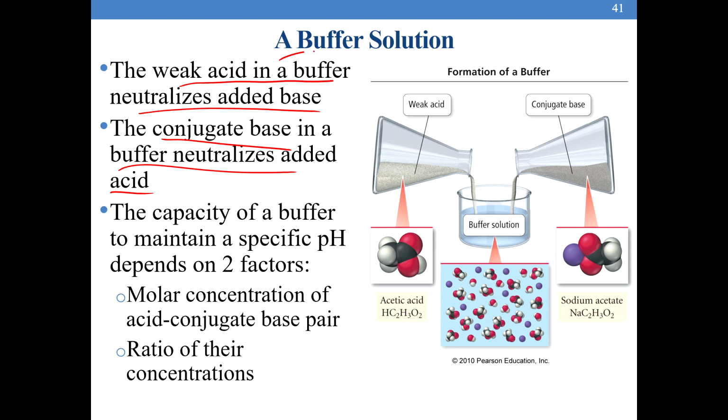But these two bullets are explaining what that animation is trying to show. To have a complete buffer solution, keep in mind you're going to have acid HA. So here's acetic acid. The H is listed first for the acidic proton, and then C2H3O2 with a -1 would be your A minus. You're adding the conjugate base.